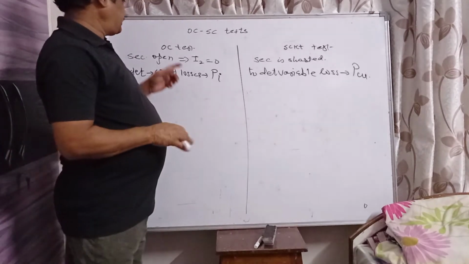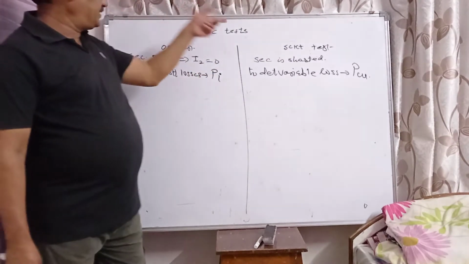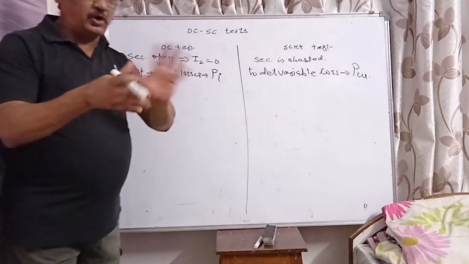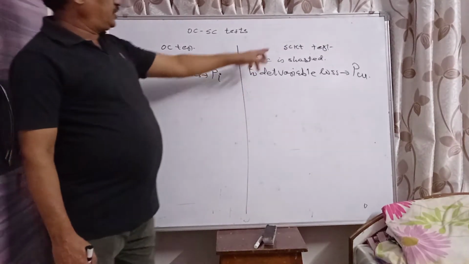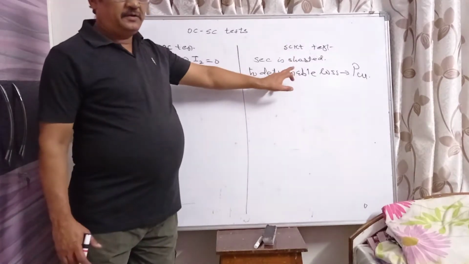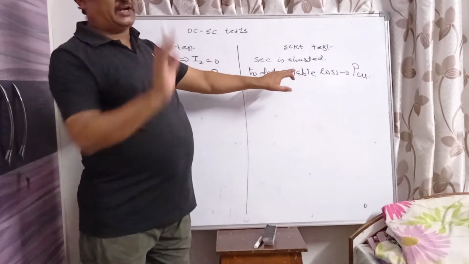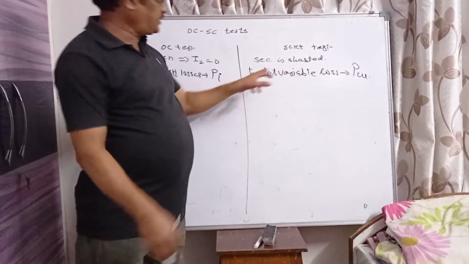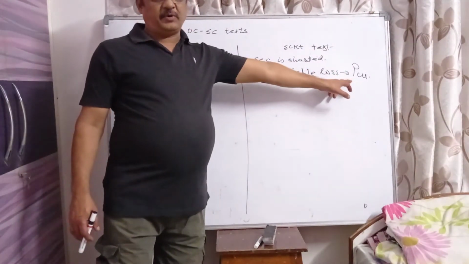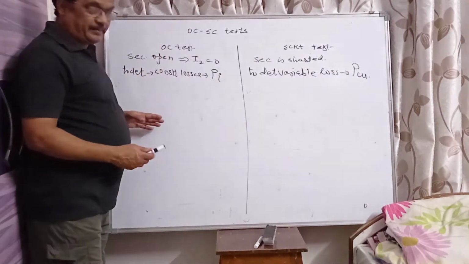So in the first slide we will write: OC test, secondary is kept open, secondary current zero. SC test, secondary is shorted. Now these two tests are conducted to calculate power losses in the transformer. A shorted terminal will carry current. Since it is carrying current, the loss will be current dependent, and current dependent loss is a variable loss, also known as copper loss. So short circuit test is conducted to calculate variable loss or copper loss, while open circuit test is conducted to calculate constant loss. Now I am drawing the diagram.